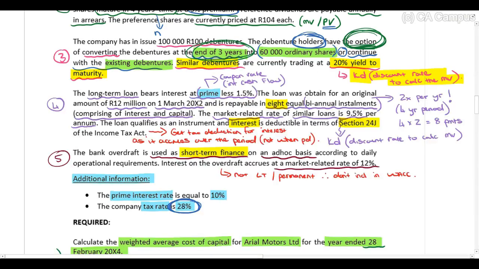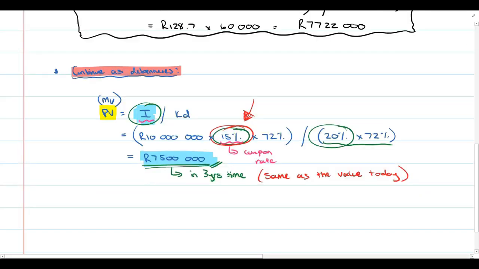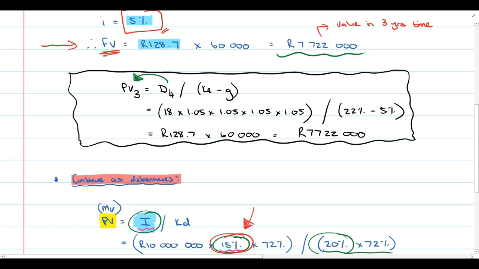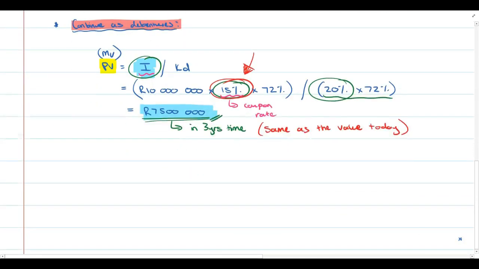Because we need to determine which option the holder is going to select. If you go back to the information provided in the question, the debenture holder has the option. So they are obviously going to select the option that gives them the highest value. So will they convert into ordinary shares or will they continue as debentures? It has a higher value if they convert into ordinary shares, and therefore the debenture holder will decide to rather convert into ordinary shares.